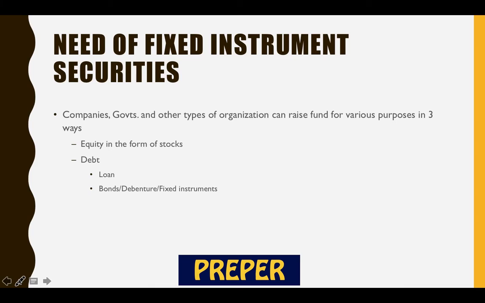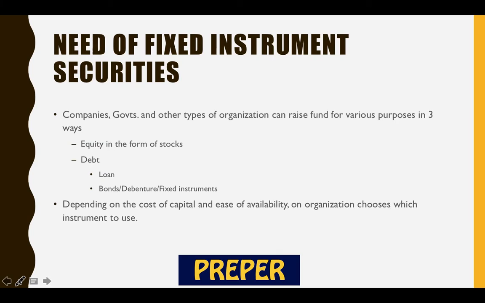A bank loan is given by a bank, and a bank is a body which is very well established, so it has a lot of terms and conditions which many people cannot fulfill. So a loan is the last option. So the last line says it depends on the cost of capital and ease of availability. So ease of availability is another factor.